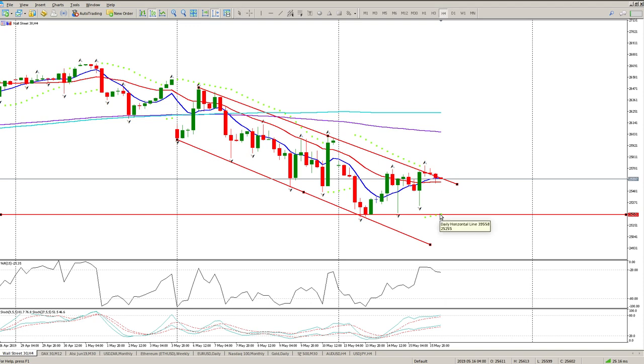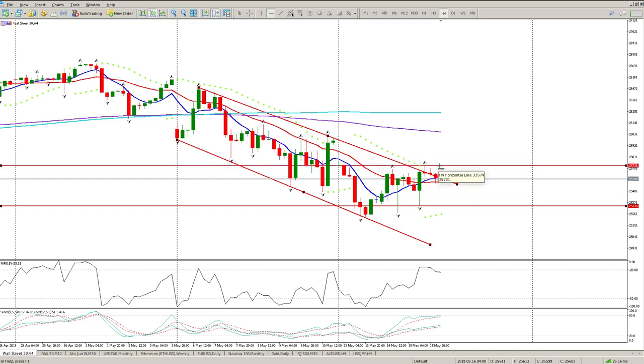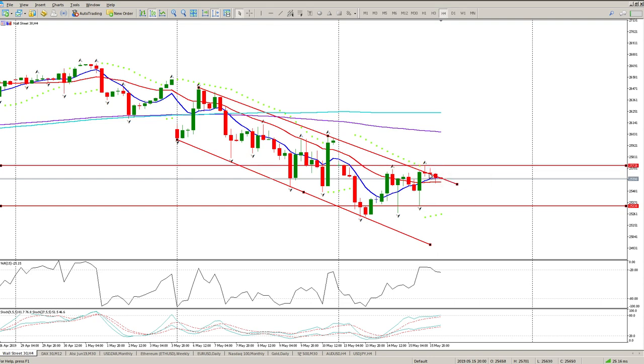Okay, now the levels we need to pay attention to, and I'm going to use this one, is obviously this fractal from yesterday at 25,338, and the other one that we need to pay attention to on the 4 hour is this fractal. Yeah, so that's a fractal now. So those are the 2 levels that we need to watch. So it's 25,728 to the upside and 25,338 to the downside.